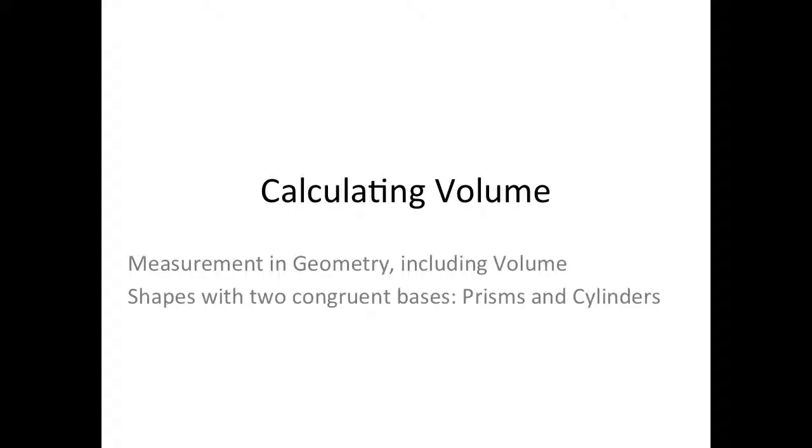Today's lesson is on calculating volume. First, we're going to start by talking about measurements in geometry, which include volume. Then we're going to talk about three-dimensional shapes that have two congruent bases in parallel planes, and those are called prisms and cylinders. Then we'll talk about shapes that I call pointy shapes, which are pyramids and cones. And finally, we'll talk about spheres.